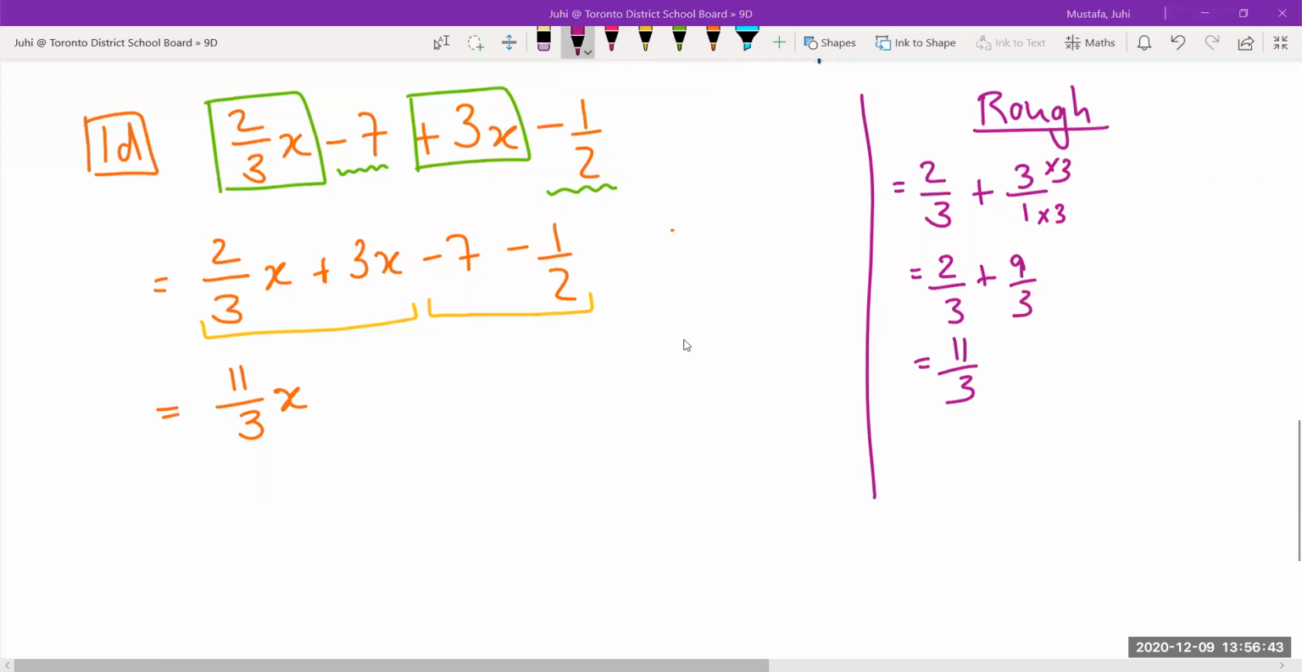All right, you guys are fast. Now we're going to subtract: -7 minus a half. So -7 over 1 minus 1 over 2, common denominator.